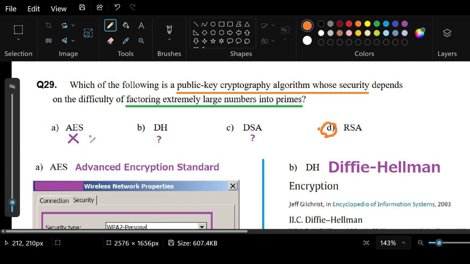And if you have a password that you enter to access the internet, for example, then it looks like it's not this part where you have extremely large numbers into primes. So AES, I thought, was unlikely gonna be the answer. DH and DSA, I wasn't really too sure whether these are things that I've encountered before. Although what I did know is RSA.